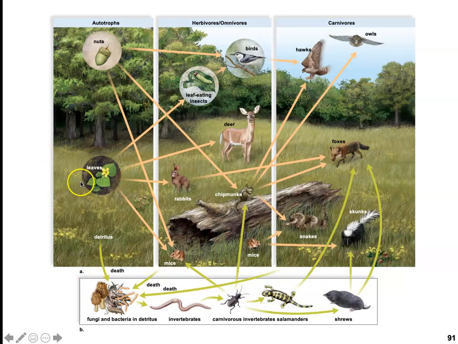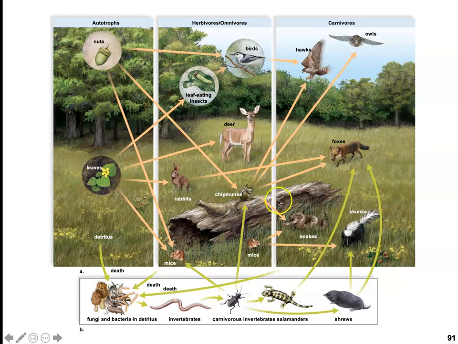So for example, we have leaves. Leaves can be eaten by mice. Mice can also eat nuts. Mice are also potentially eating our beetles, so those are all things that can be consumed by our mice. Our rabbits eat the leaves, and the foxes eat the rabbits. Foxes can also eat chipmunks.